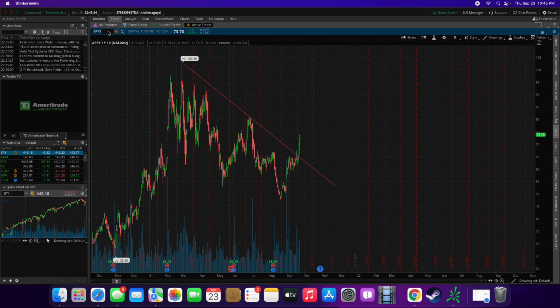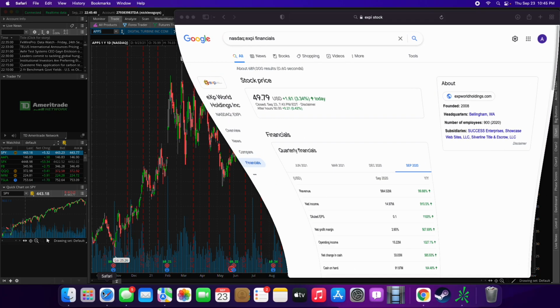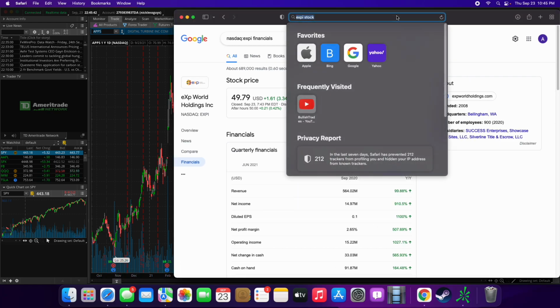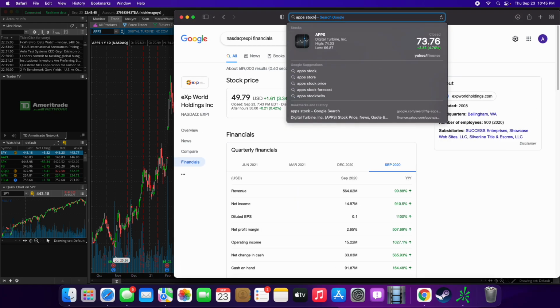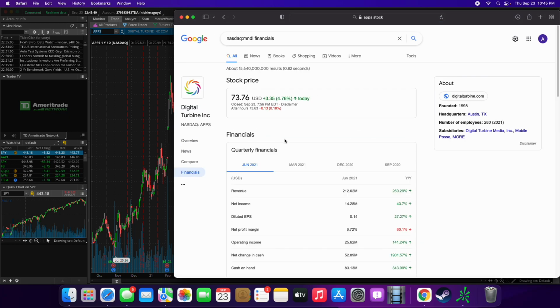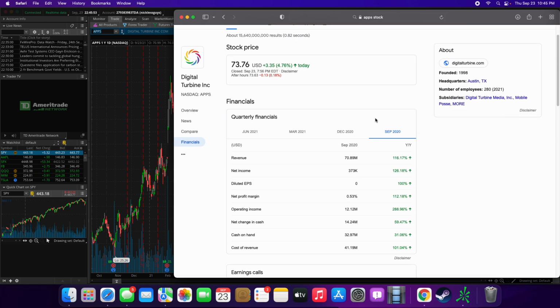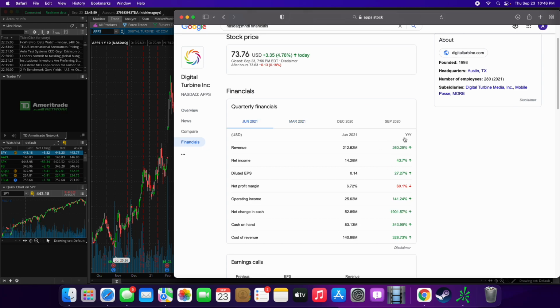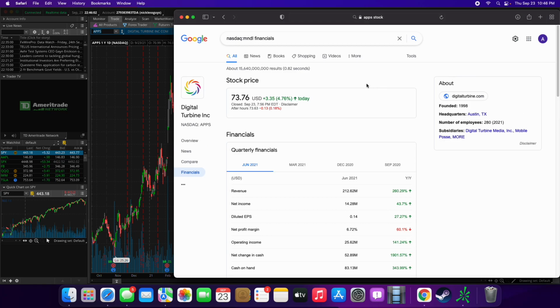Let's look at APPS, Digital Turbine. Actually, one of my favorite stocks. This is my favorite hypergrowth stock. Has lots of shares. If we go to APPS stock, we have a 7 billion market cap. About $1 billion in revenue year over year. But look at this. We're growing about 100% year over year. Actually, 200%, a little bit more than that. So always beating our earnings, our EPS.